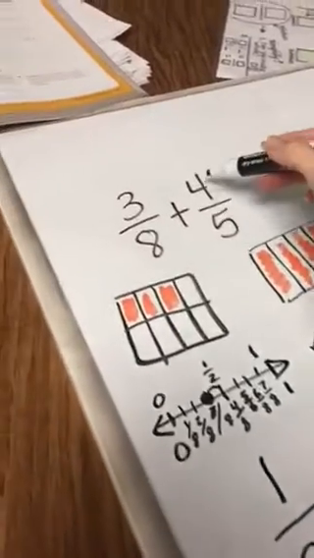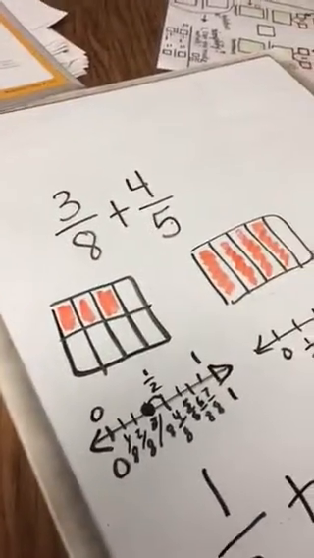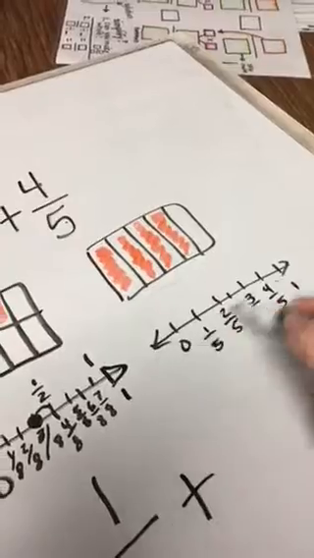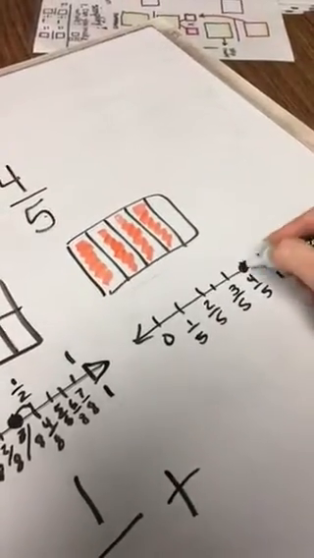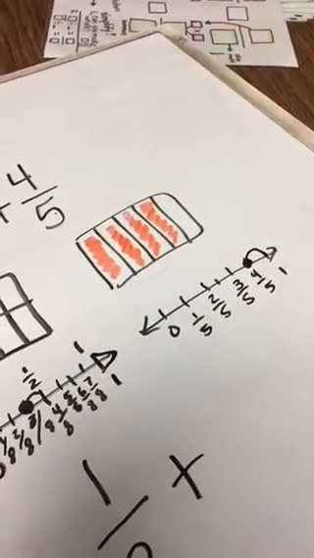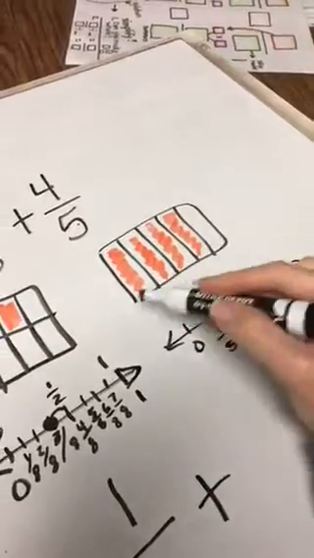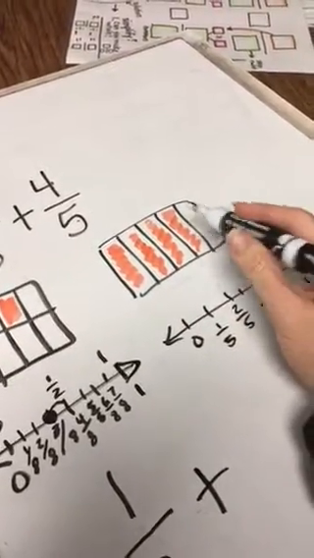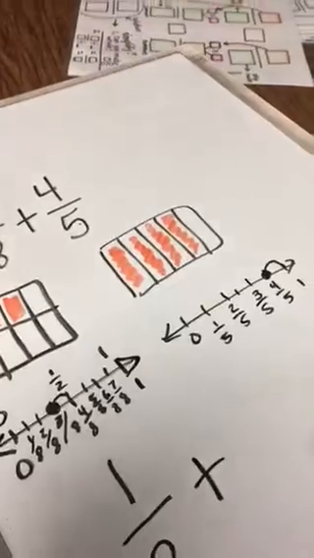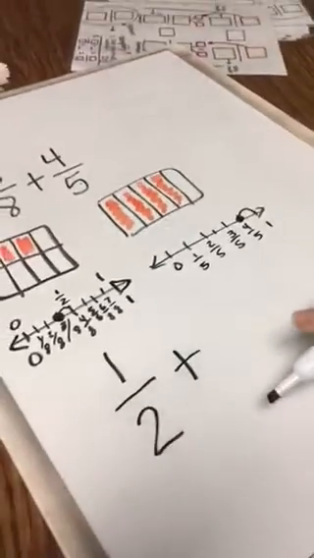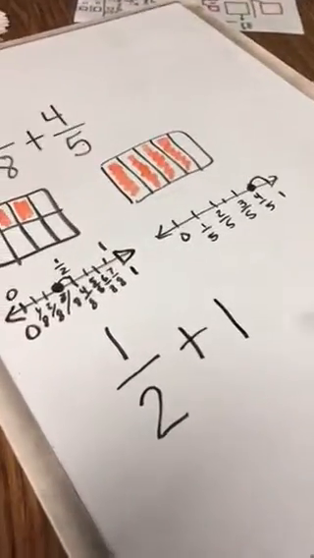Then we're going to look over here at 4/5. And we can do two ways. We can either look at it on a number line, which we can see is just one space away from 1, or we can also look at it in a picture model and see that it's just one piece away from 1. So when we estimate, we're going to round this number to 1.